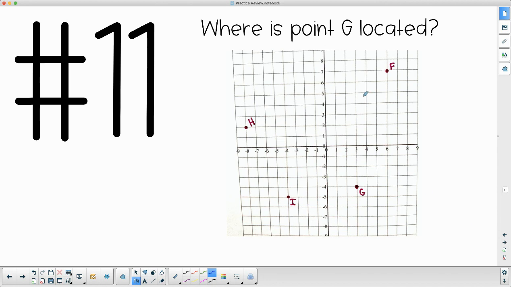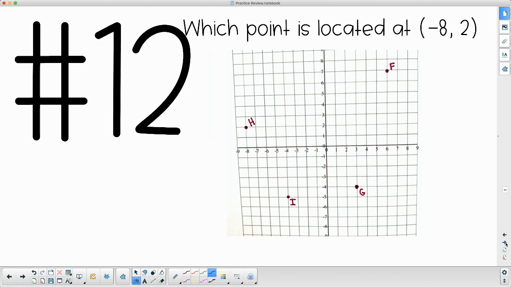Number 11 wants to know where G is located. So we can see G here. We always want to go over, and then we want to go down. So here's our first number and our second number. And number 12 asks us which point is located at -8. So we have to go over to -8 and up 2 places.